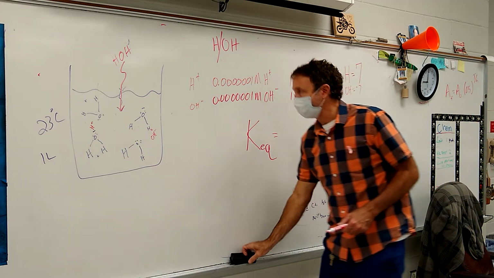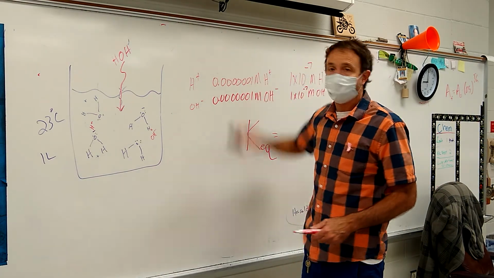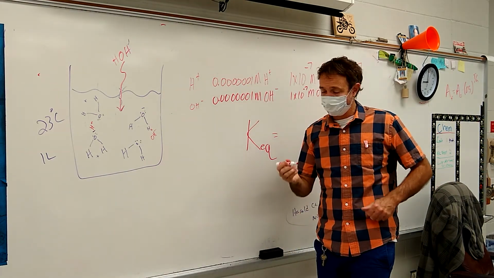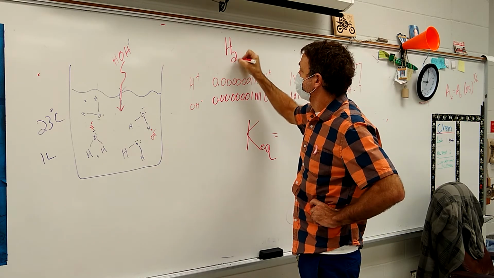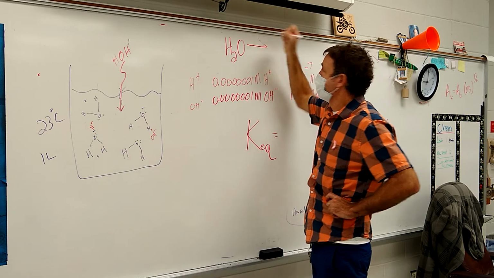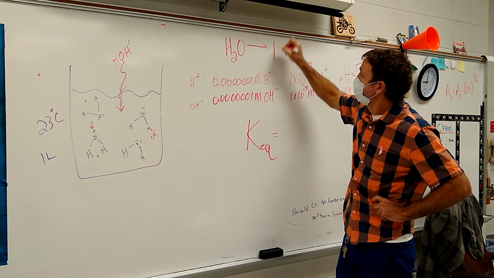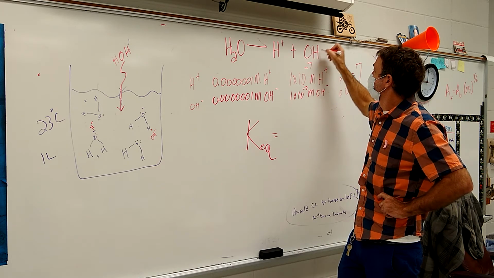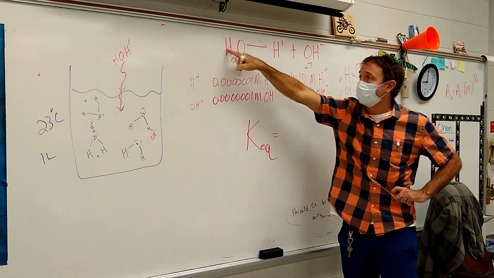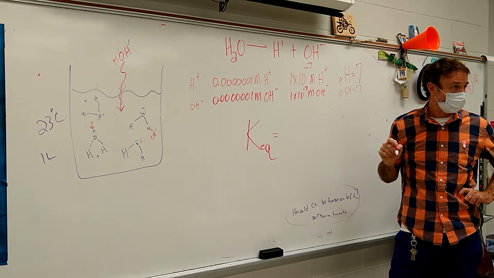Let's look at the equation for water and what happens to water. Let's look at that as a chemical equation. If we have water, it can break down into, ready? H plus and OH negative. Now if we balanced it, that'd be 1, 1, 1, right?